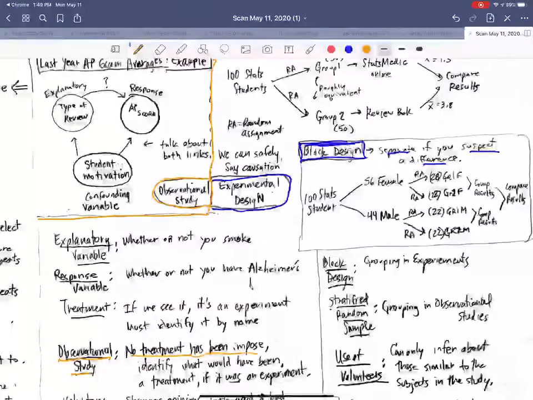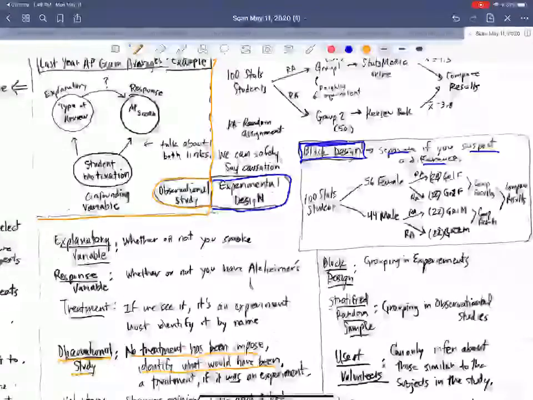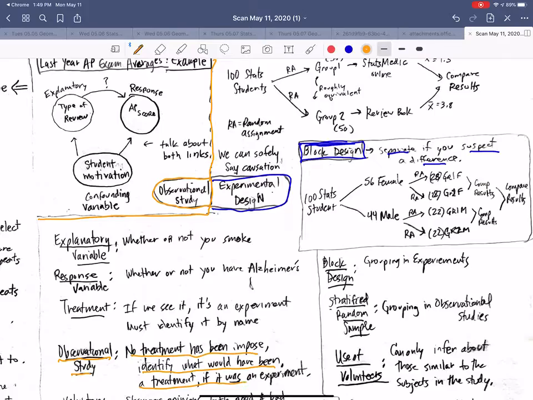Treatment has been imposed, but you would identify what a treatment would be if it was an experiment. Okay. So in this example, we were interested in finding out if somebody rode a bus. So we merely observed the data. I can't imagine what the treatment would be. We didn't require students to ride buses. We don't make students ride buses.